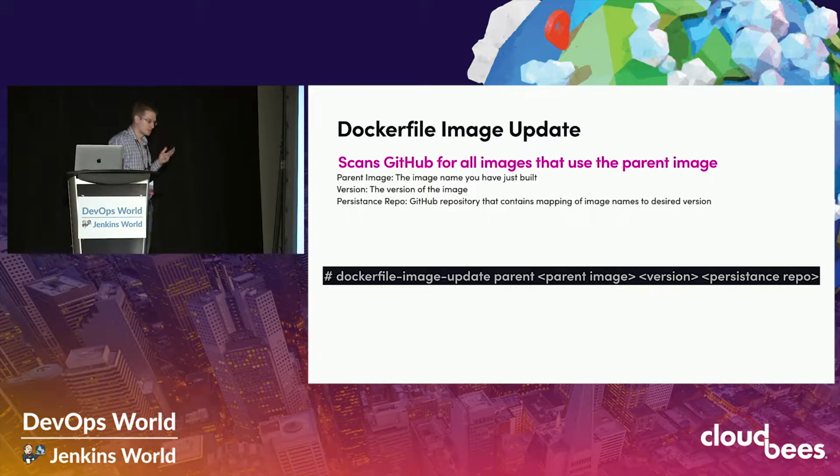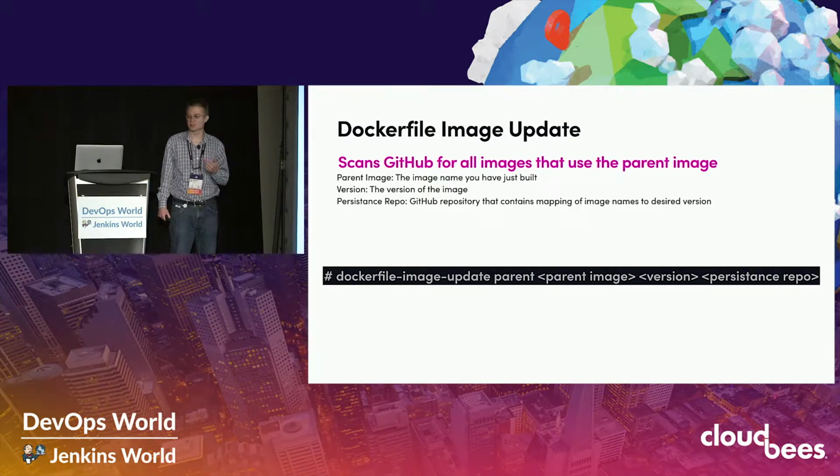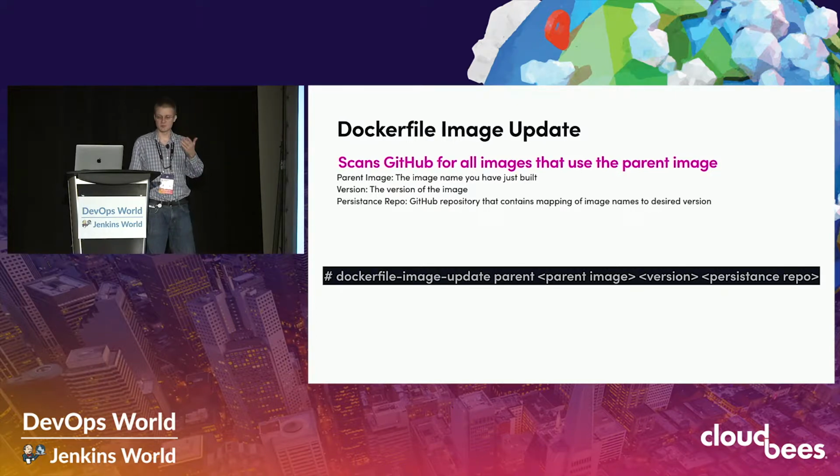The tool has a number of subcommands. The main one that generates these pull requests is the parent subcommand. The first parameter that you give it is the parent image. The parent image is the name of the image that you're building, so you hopefully know that because you've just published it in your test and release pipeline.